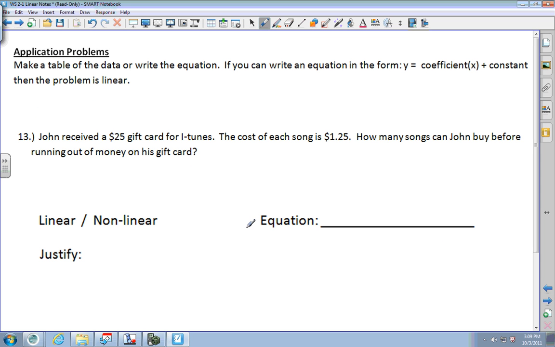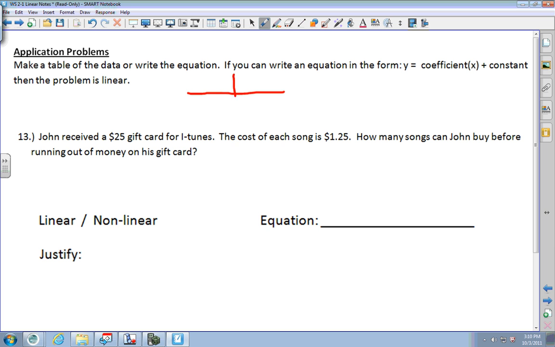Here's another one. Let's look at this and see what we can do. It says make a table of data and write the equation. If you can write the equation in the form y equals the coefficient x plus the constant, then the problem is linear. Right here it says John receives a $25 gift card for iTunes. The cost of each song is $1.25. How many songs can John buy before running out of money?